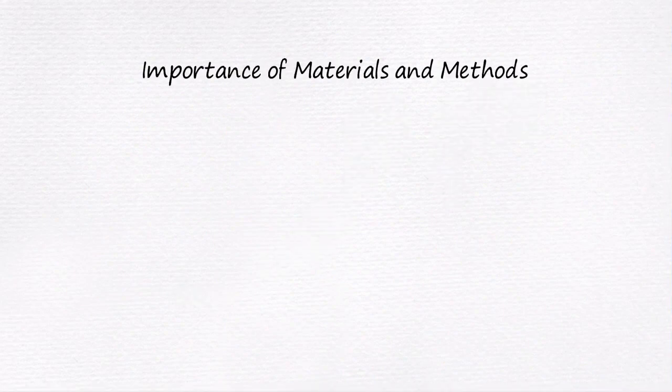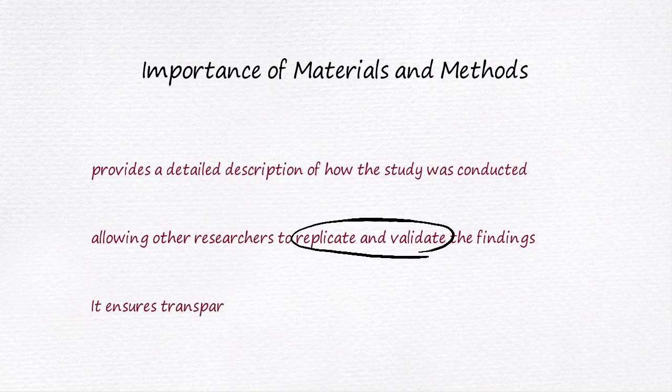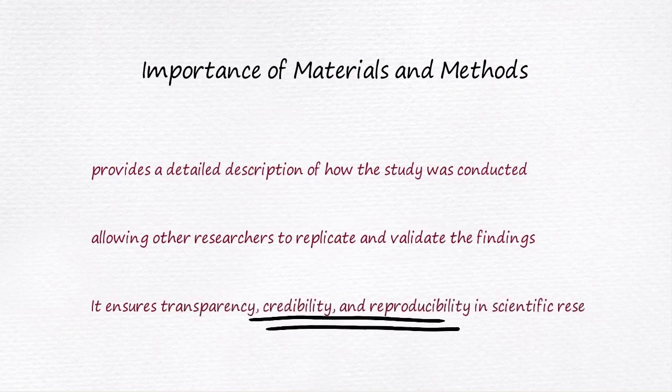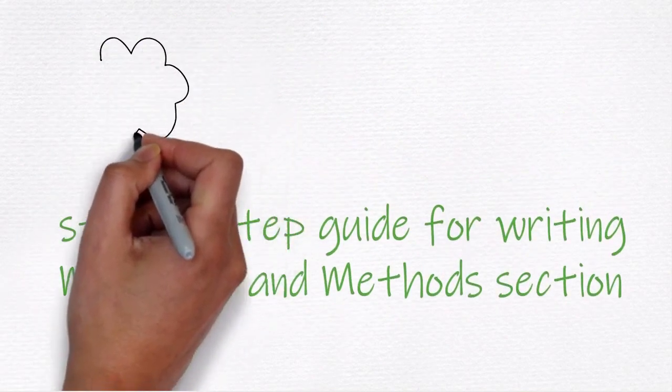Before we jump into the details of this section, let's understand why the materials and methods section is so important. This section provides a detailed description of how the study was conducted, allowing other researchers to replicate and validate the findings. It ensures transparency, credibility, and reproducibility in scientific research. Here's a step-by-step guide for writing the materials and methods section in a scientific article.